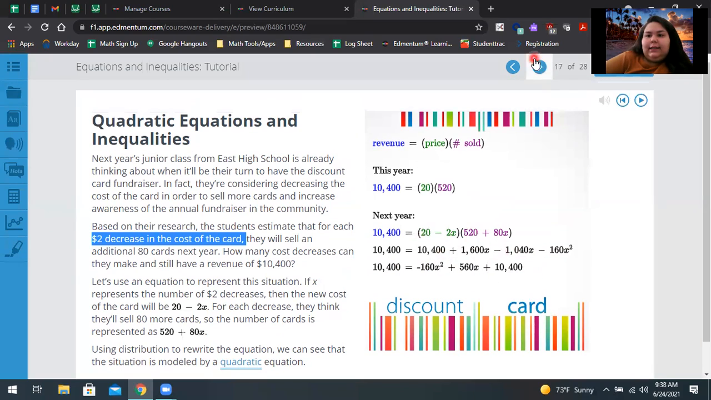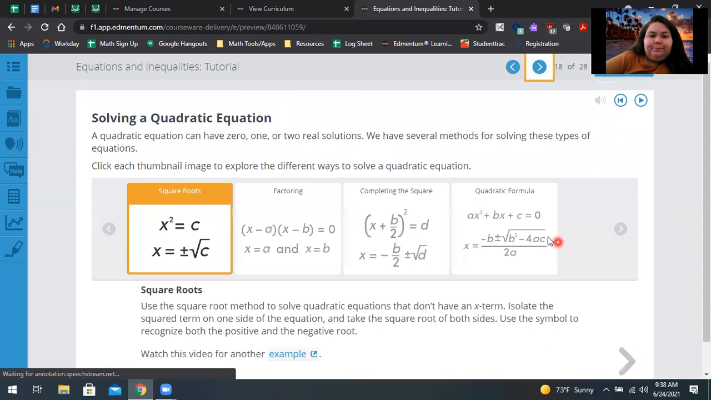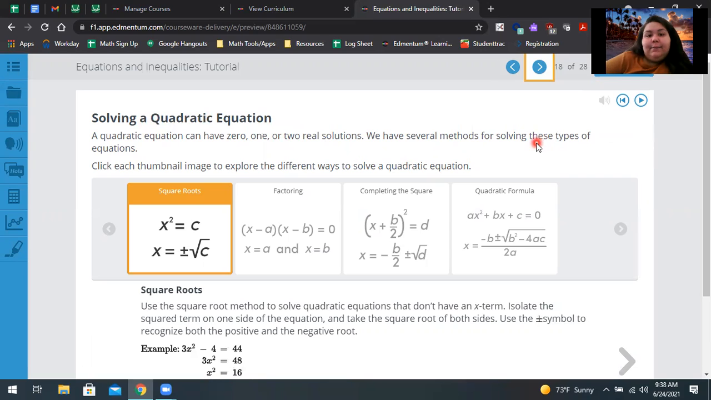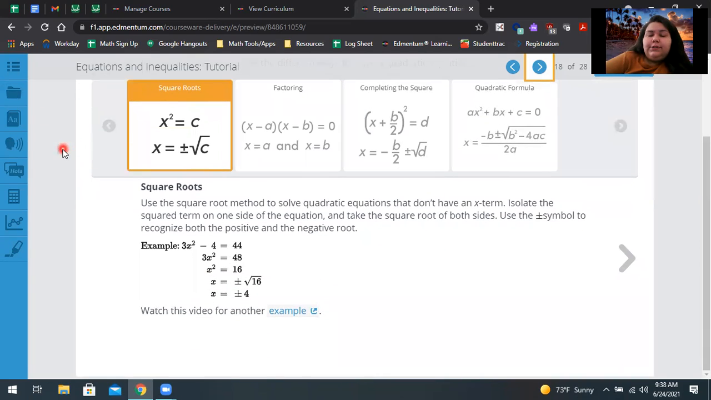So let's take a look at this on slide 18. Before we continue, we're going to take a step away to cover how to solve quadratic equations. There are a couple of different ways. One might be more straightforward than the others, but let's take a look at each one by looking at the examples down below as I explain along.